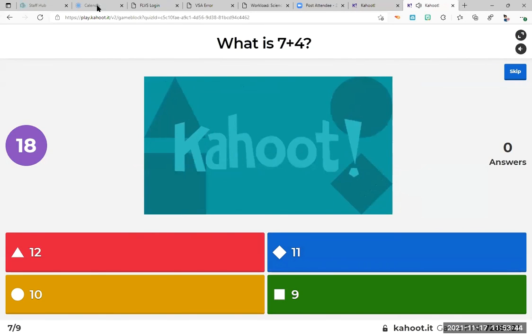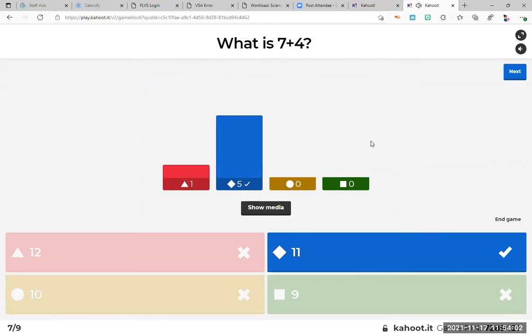What is 7 plus 4? Who can do the count on strategy the fastest? Ooh, this is good practice for count on. And the answer is... Ooh, most of you got it right. 7 in my head and count 4 more. 7, 8, 9, 10, 11. Good work. The 11 is right.